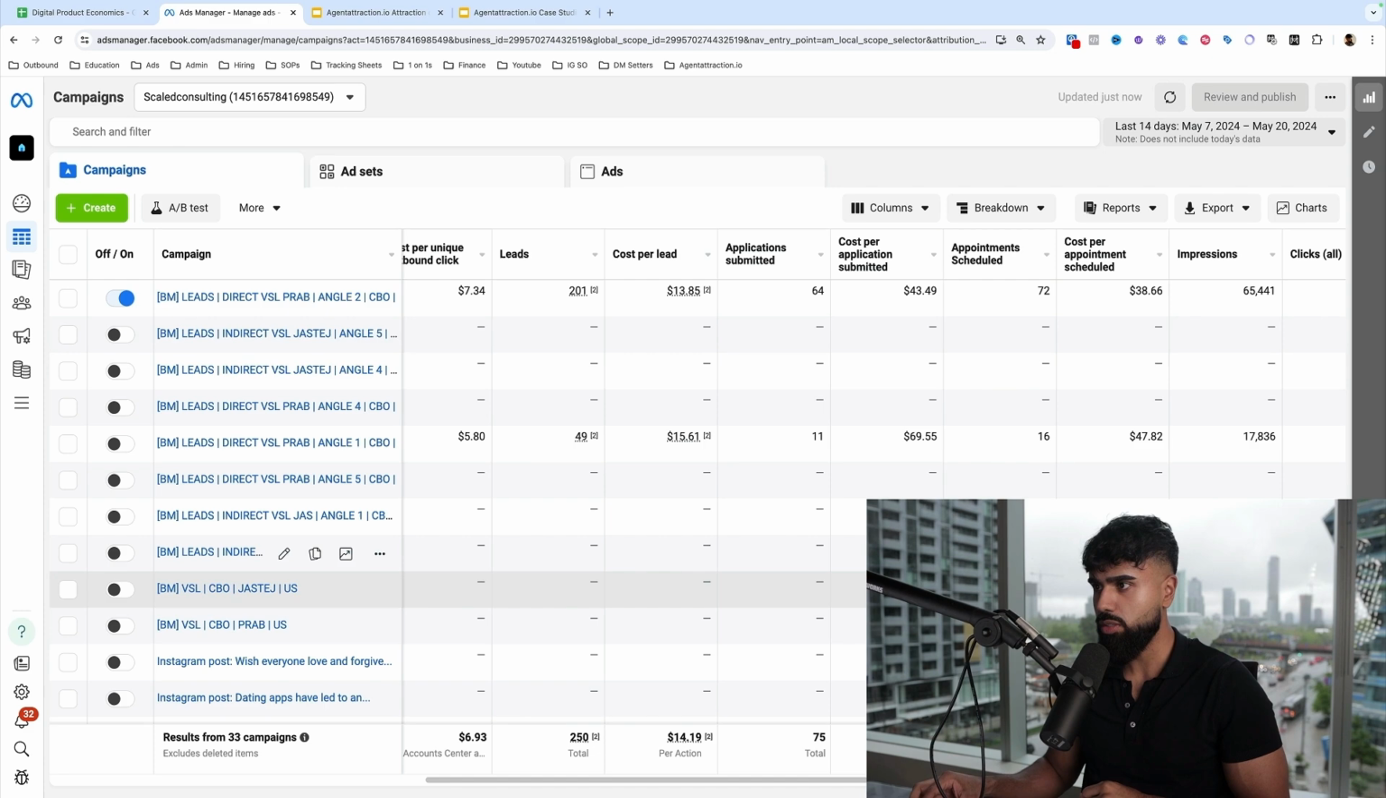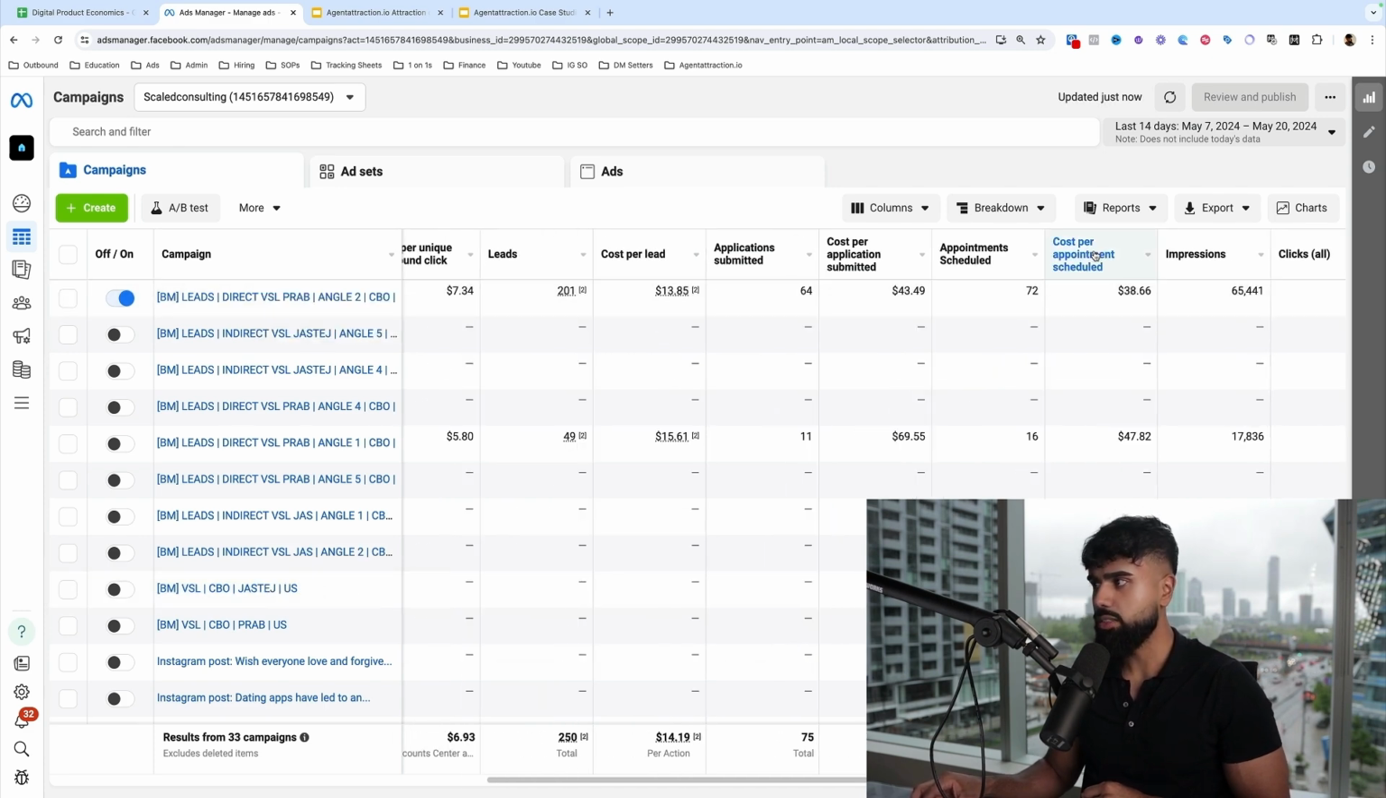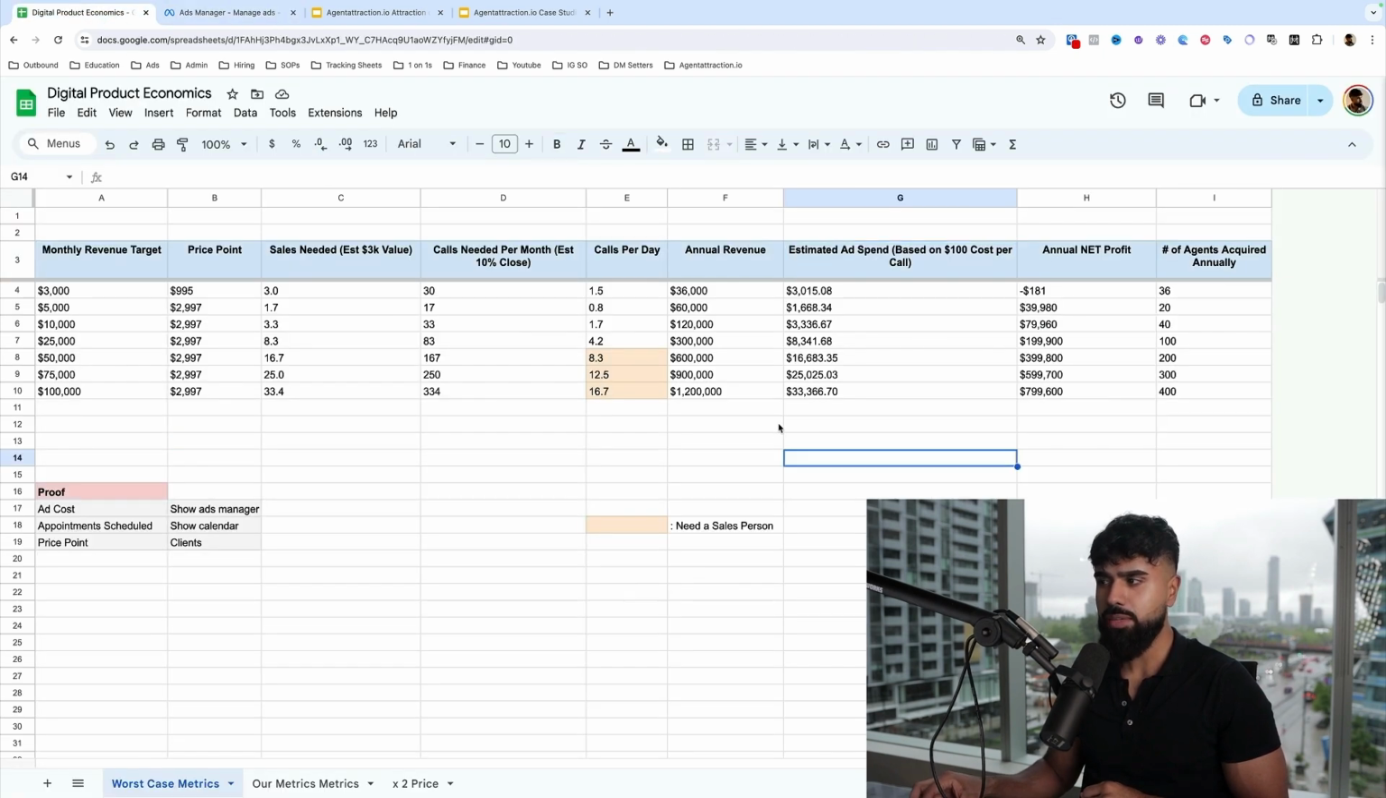I can refresh this as well for you guys. It's costing us about $40 for each appointment that we are scheduling on our calendar. I'm showing you this to give you a benchmark for the numbers that I am using. But assuming that each call does cost you about $100, you will need to spend about $3,000 per month to make 3 sales if you're only going to charge $1,000.